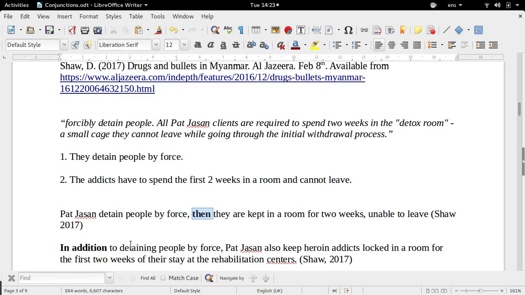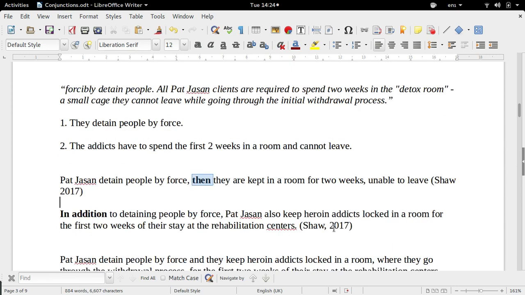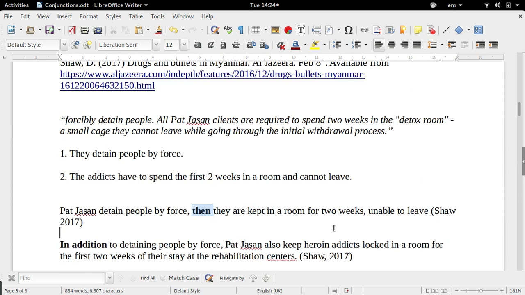We could also do it a different way. We could say, in addition to detaining people by force. So, in addition is a word that means also, for example, or and. In addition to detaining people by force, Patjasan also keep heroin addicts locked in a room for the first 2 weeks of their stay at the rehabilitation centre.